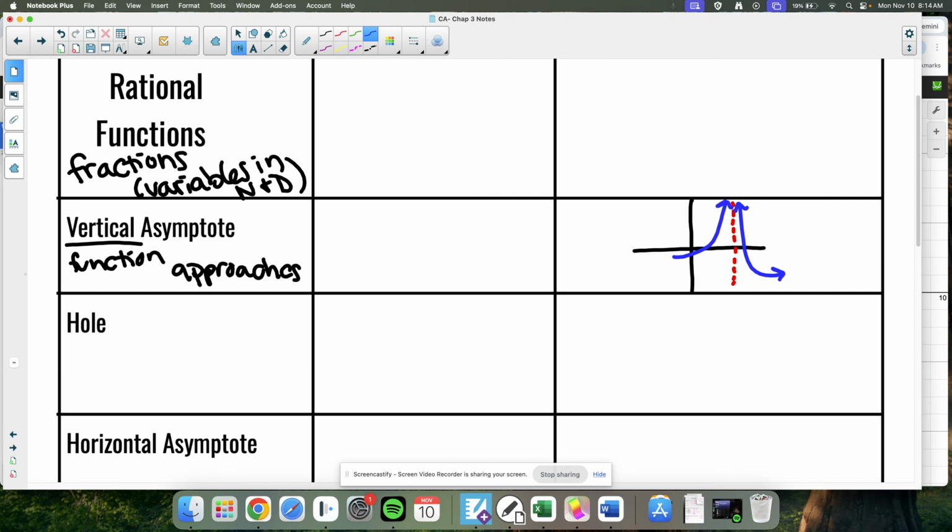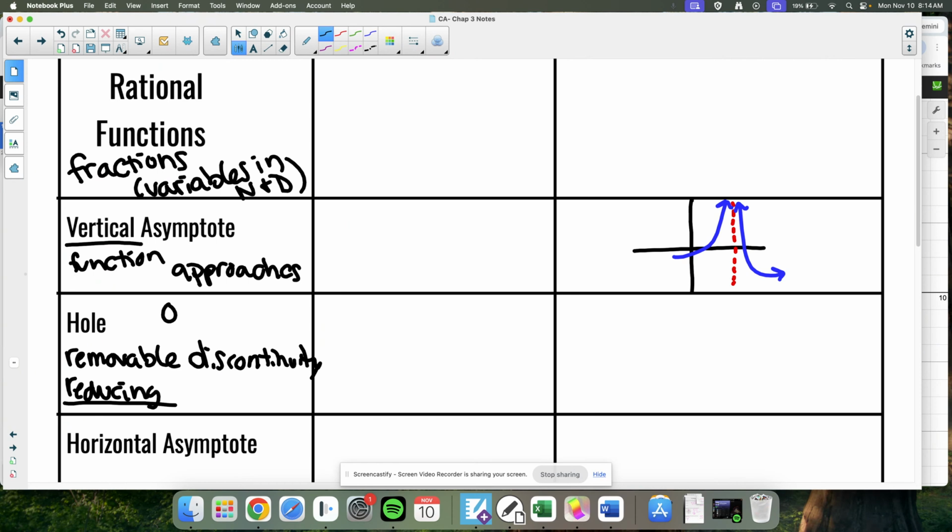A hole. What is a hole? What does it look like on the graph? Open circle. So a hole is called a removable discontinuity. I'm just going to draw a little open circle right there, and it comes from reducing your fraction. So a hole is considered removable discontinuity because technically you remove it.